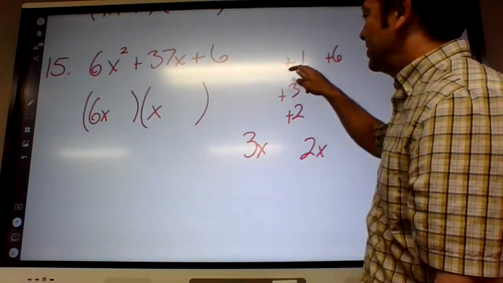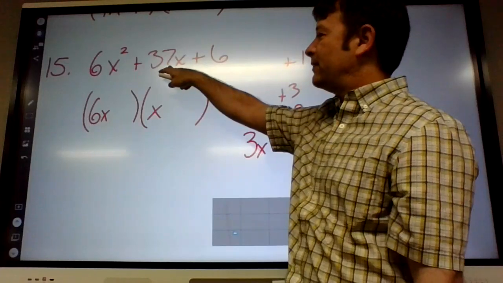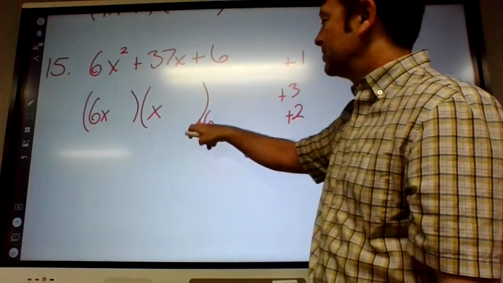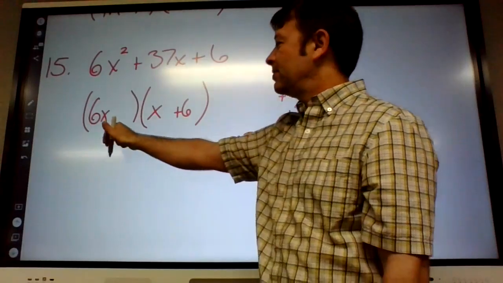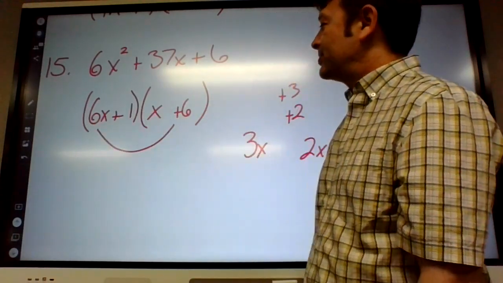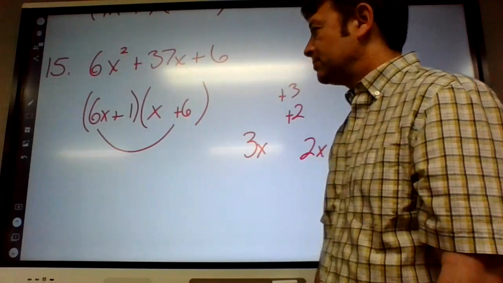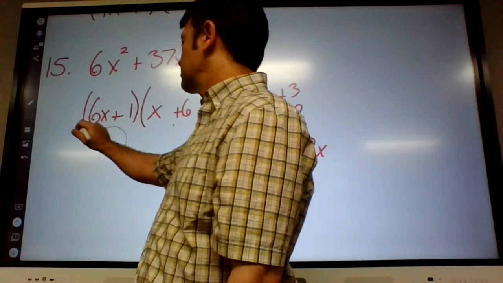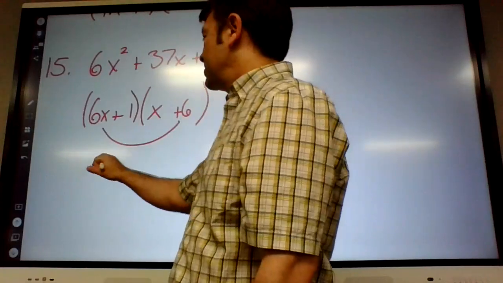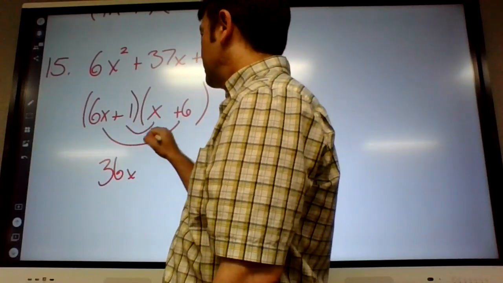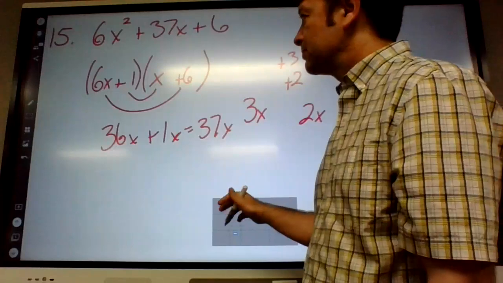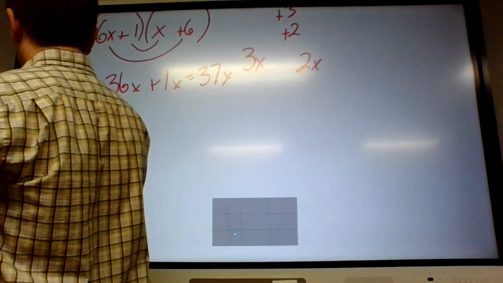Okay, now what's going to go in the back? We need to get to 37, so what should I pair with this 6? Probably the 6, because that'll give us 36. And a positive 1. So now 6 and 1 and 1 and 6 work. It's too easy. Yeah, 6 times 6 is 36, plus 1x is 37. Bro, let's go. Okay, one more.